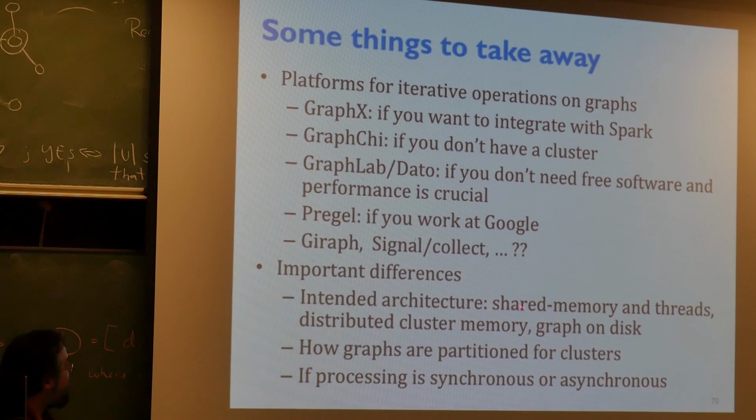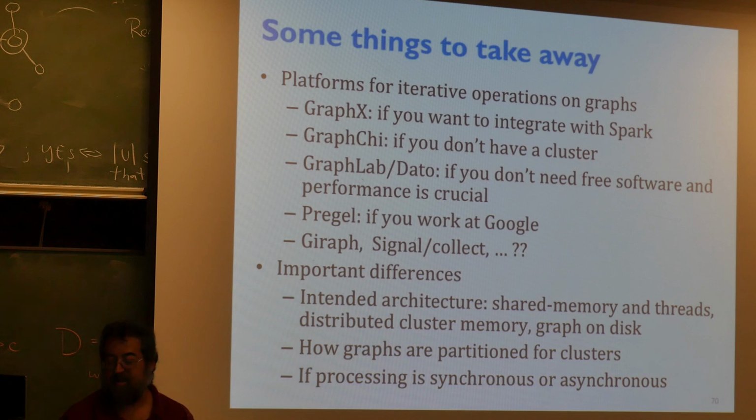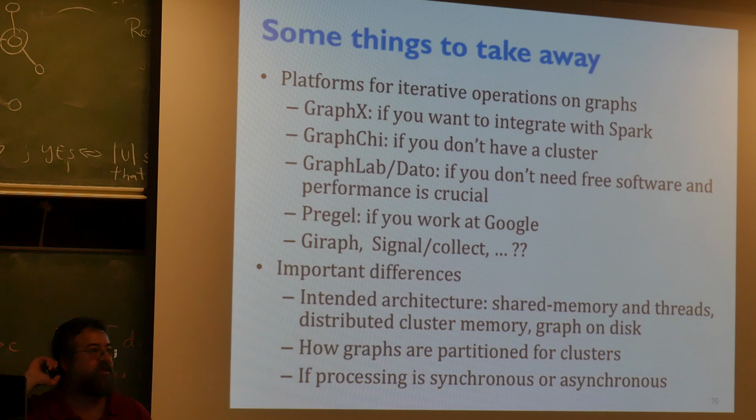Again, the things important to think about are what's the architecture that these are meant to run on, right? How do they store the graph? How do they distribute the graph? How do they partition it? And also whether the processing is synchronous or asynchronous. So in practice, asynchronous processing is also often fine. Mathematically, it's often harder to show something about an asynchronous version of an algorithm. So you're maybe bound to do a little bit more experimentation if you want to use an asynchronous system.